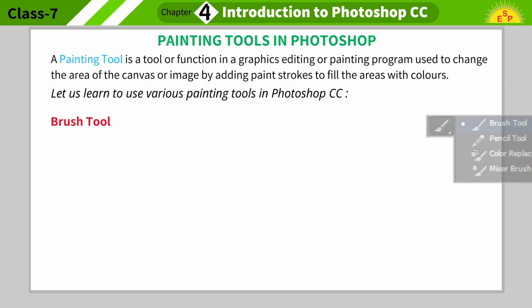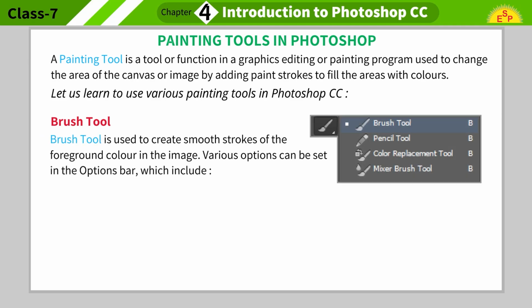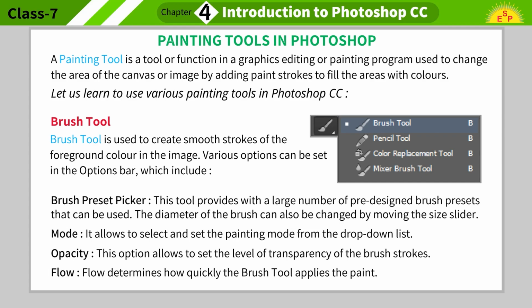Brush tool. Brush tool is used to create smooth strokes of the foreground color in the image. Various options can be set in the options bar, which include Brush Preset Picker. This tool provides a large number of pre-designed brush presets that can be used. The diameter of the brush can also be changed by moving the size slider.